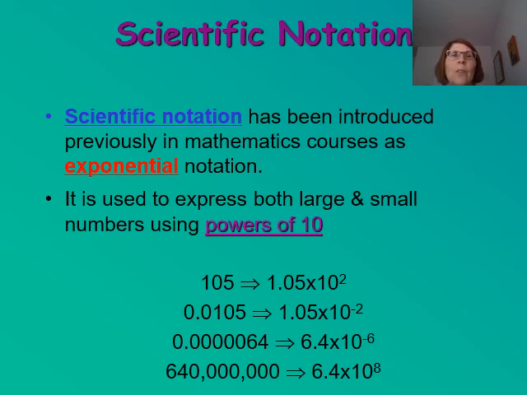Scientific notation is different from chemistry because we use significant figures. It's basically so we can show large and small numbers using powers of 10. So, if we had 105, for instance, we would pretend that there's a decimal here, and then we would move it over. So it would become 1.05 times 10 to the second.